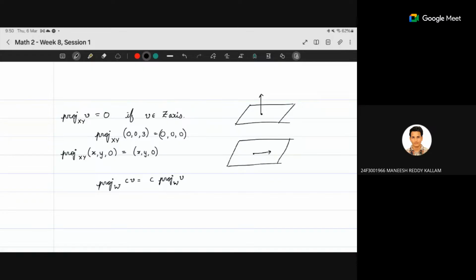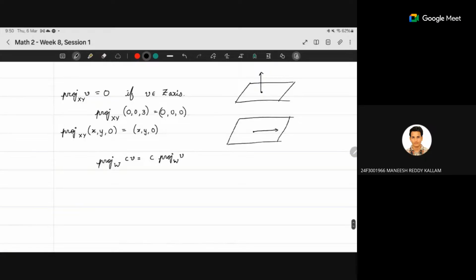Yes, sir. I was confused whether the constants get carried through. So I understood: if you have a vector and it has a shadow, and I double it in length, its shadow will also double in length. Its projection also should scale accordingly. Do you see that? Yes, sir.